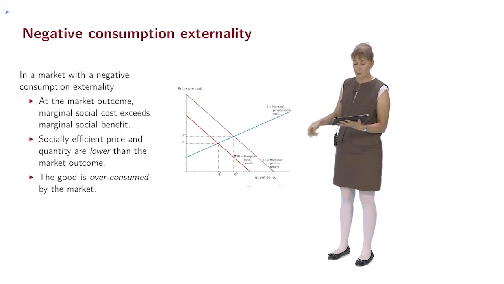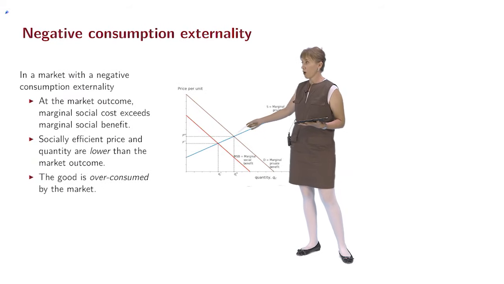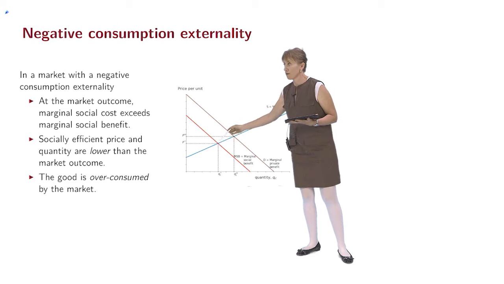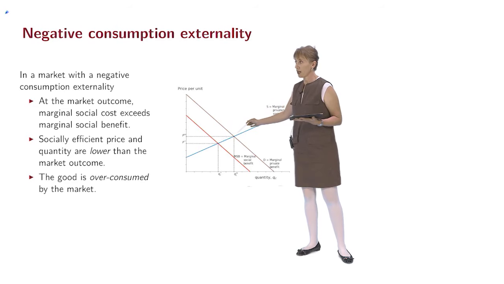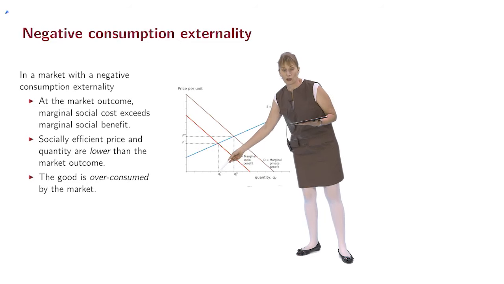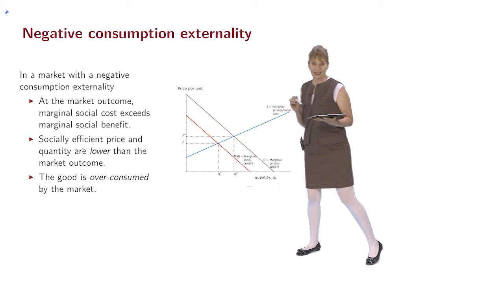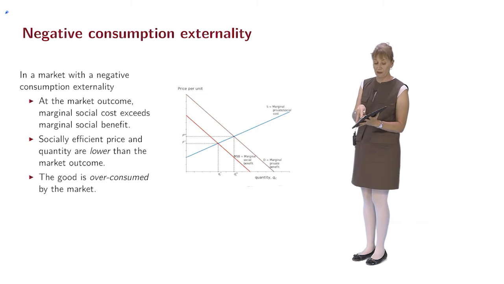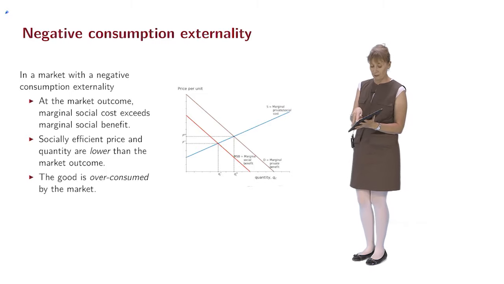So let's clean this up and take a look. We have our market outcome. We have our socially efficient outcome. At the market outcome, marginal social cost exceeds marginal social benefit. This good is overconsumed. We would be better with less. That's a negative consumption externality.